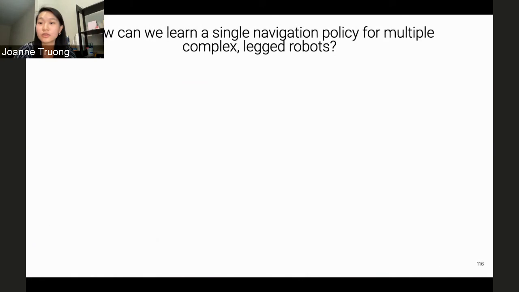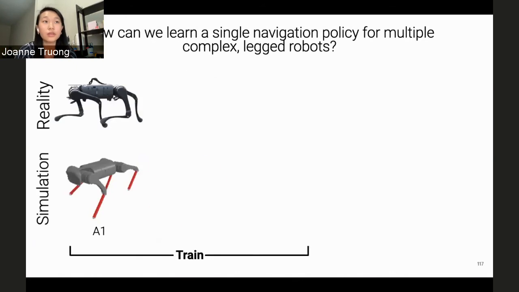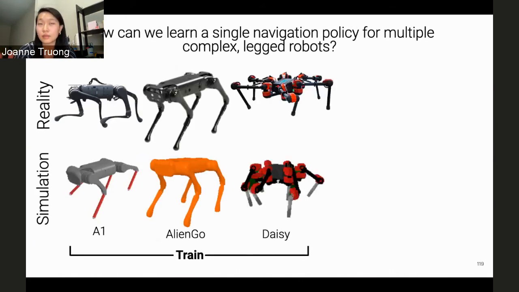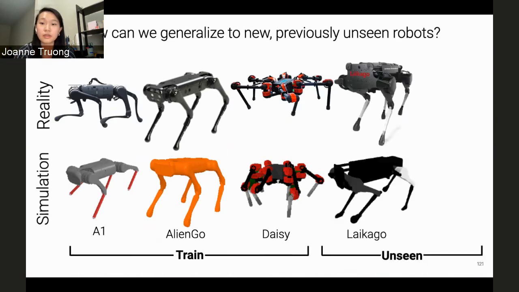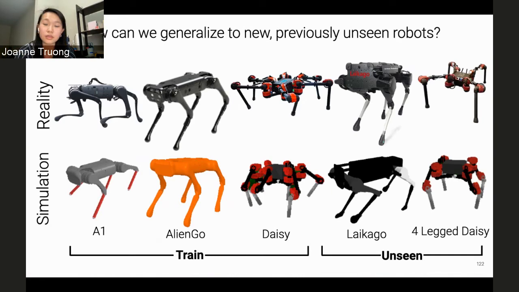So this raises the question: how can we learn a single navigation policy for multiple complex legged robots, such as A1, AlienGo, or Daisy, that may be of different sizes, masses, or number of legs? And how can we sample efficiently generalize these learned policies to new, previously unseen robots, such as Laikago, which is a large quadruped, or four-legged Daisy?